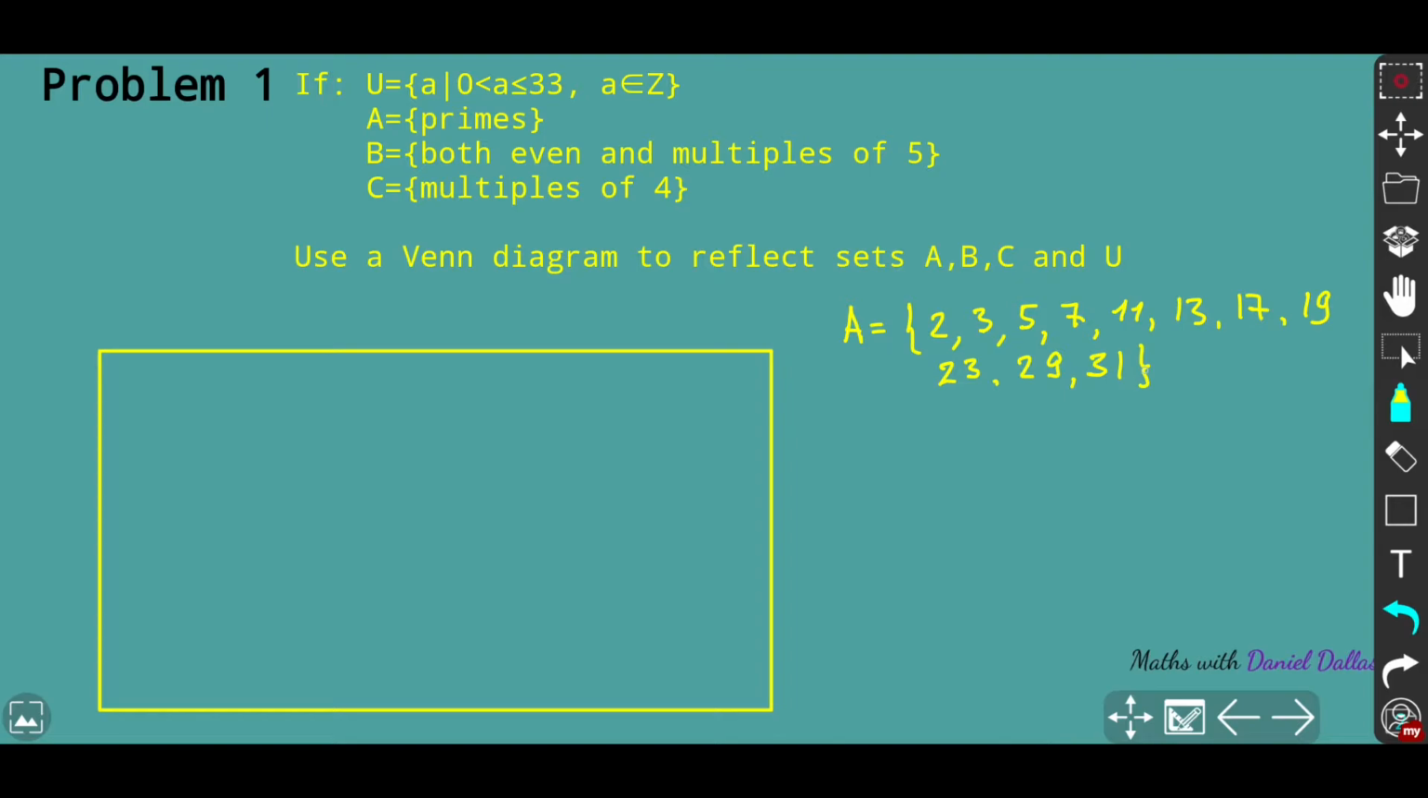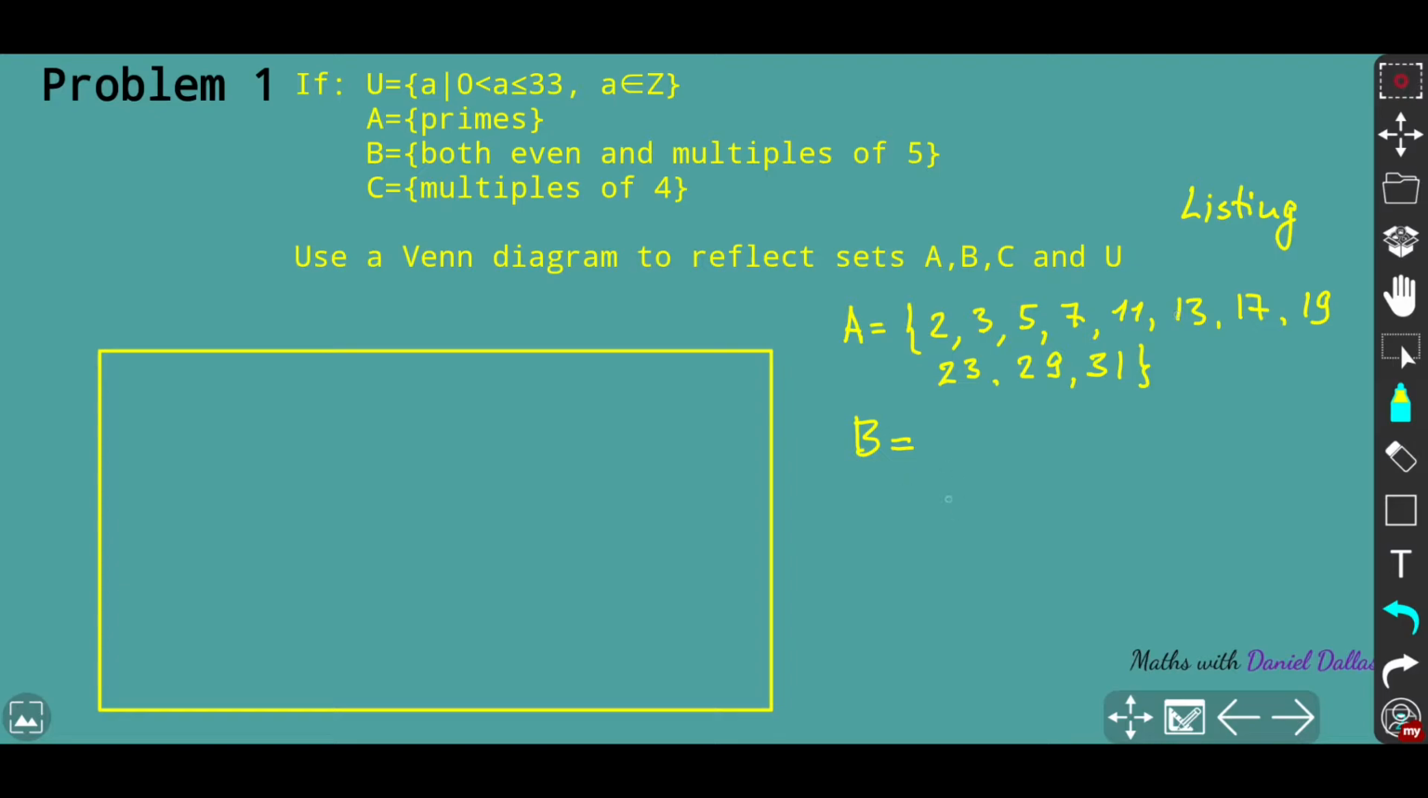Okay, those are the primes. Let's go to set B. I'm also going to use listing because in this case it's much better. Using Venn diagrams you can easily put all those numbers in the circle, but I'm not going to do that to save time. Sometimes I just put some numbers which you can find in both sets, and that's going to be the intersection, so we'll see that soon.